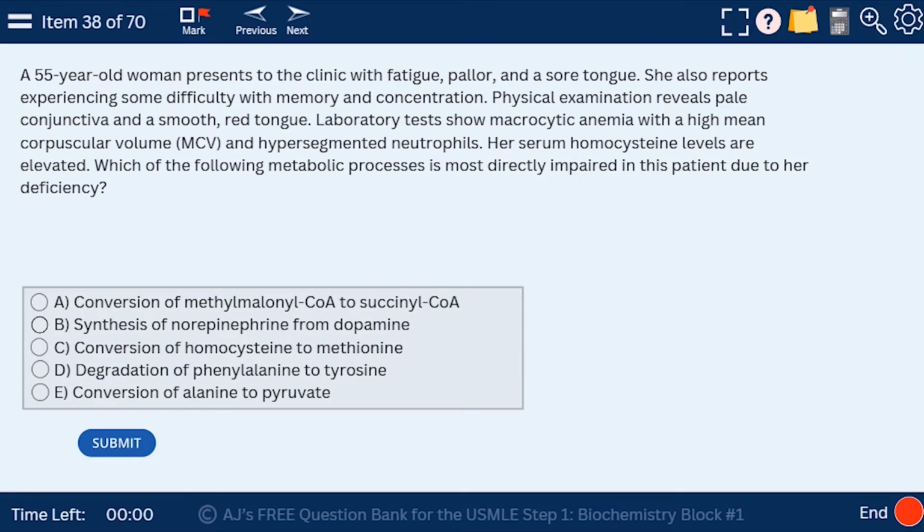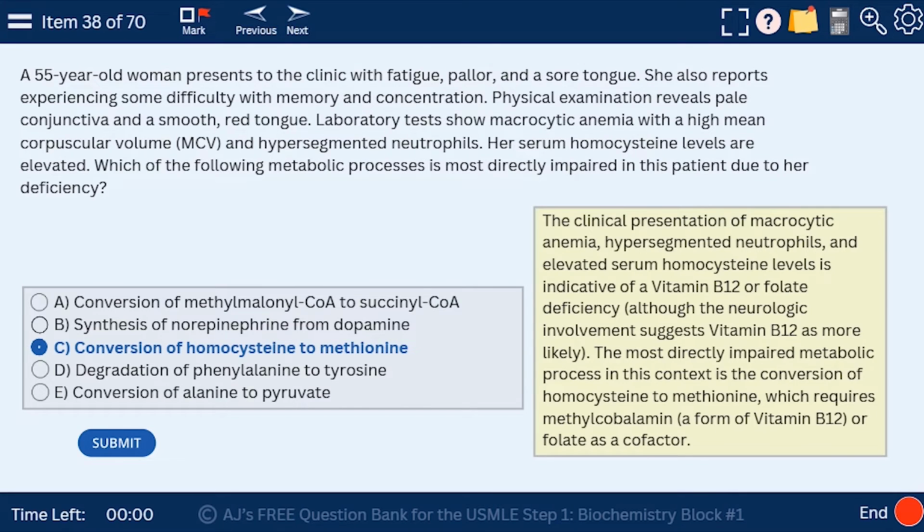Question 38. Here we have a patient, again, with either a vitamin B12 or folate deficiency. More like a vitamin B12 deficiency because of memory and concentration problems, which occur more in vitamin B12 deficiency. So what's most likely impaired? Conversion of homocysteine to methionine. Again, this is vitamin B12 deficiency. And in my question bank, which you'll soon have access to, I'll go through all the wrong answer choices.